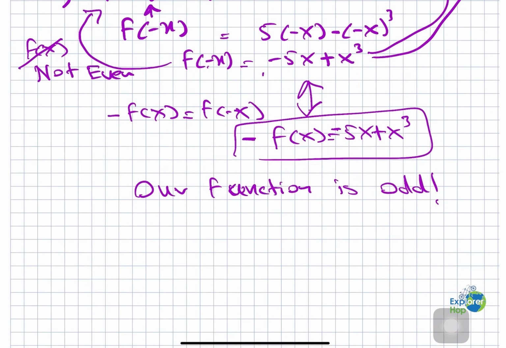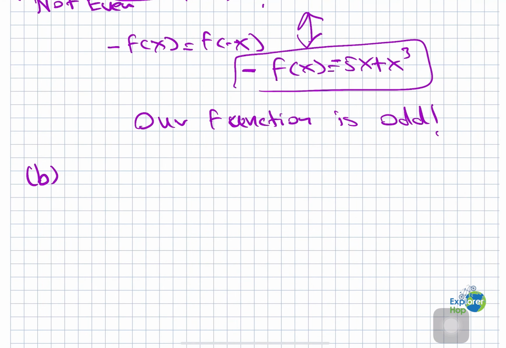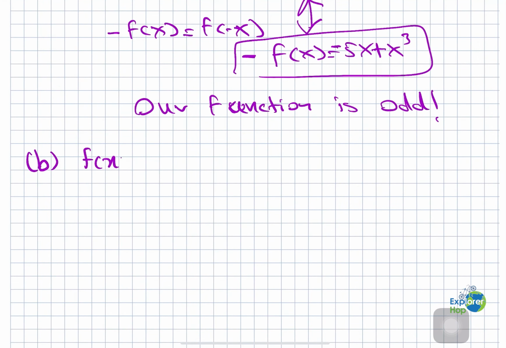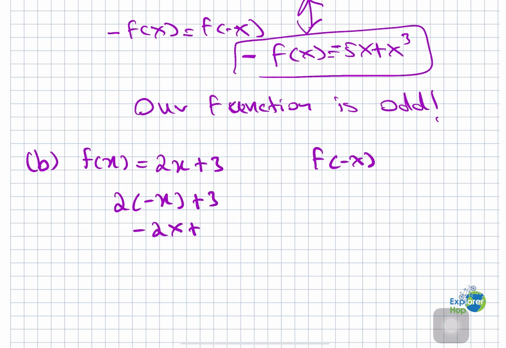Now let's try out part B. In part B, we're given the function f of x is equal to 2x plus 3. So we simply need to plug in f of minus x into this equation. We get 2 times minus x plus 3, which is minus 2x plus 3. And we know f of x is equal to 2x plus 3, and negative f of x is equal to minus 2x minus 3.